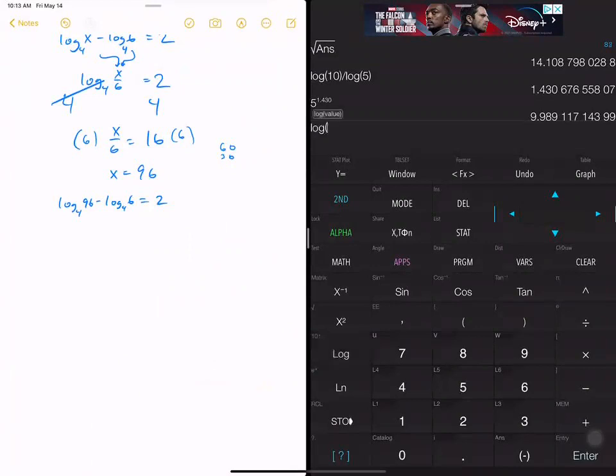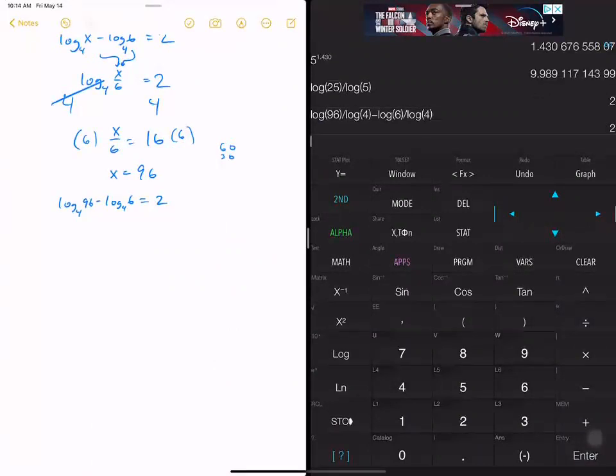So log 96 divided by log of 4, okay, minus log of 6 divided by log of 4 equals, oh my gosh, it became 2. It became 2, right?